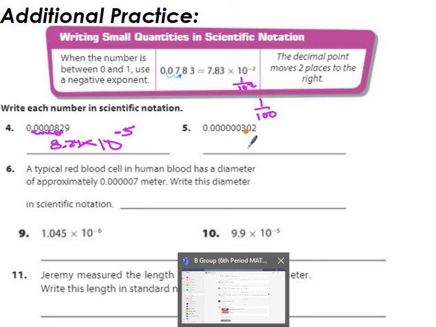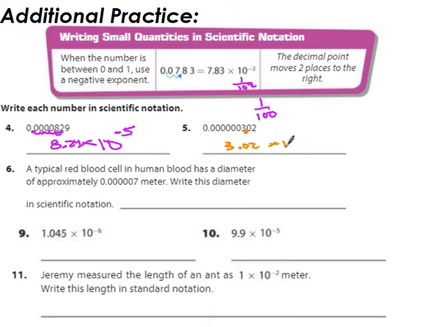I want to end up here at 3.02 because that's a number between 1 and 10. And I know it's a small number, so I have a negative exponent. And I had to move it over once, twice, thrice, 4, 5, 6, 7 times. So 10 to the negative 7th.